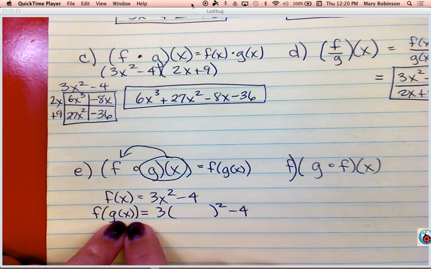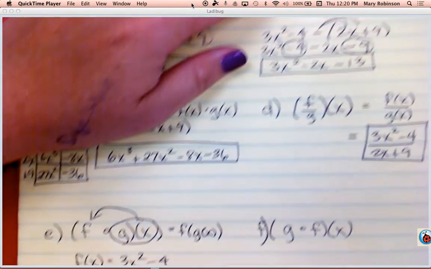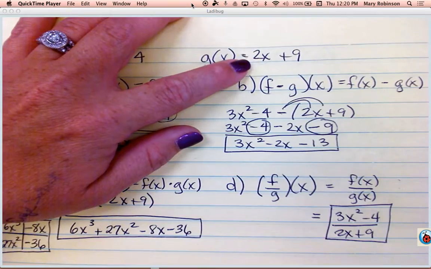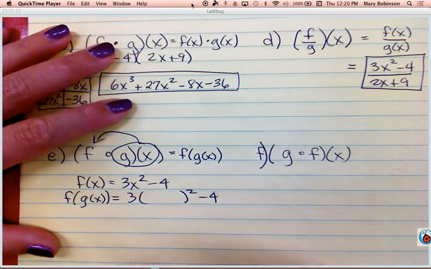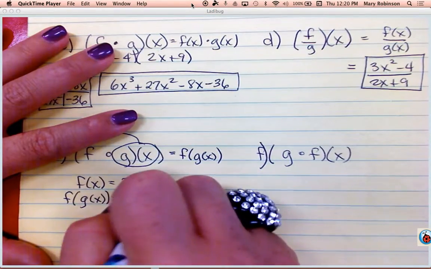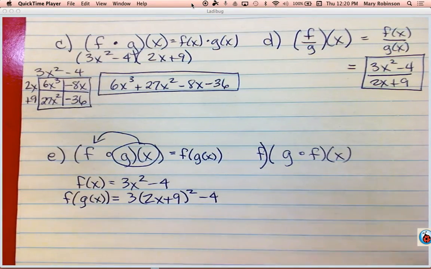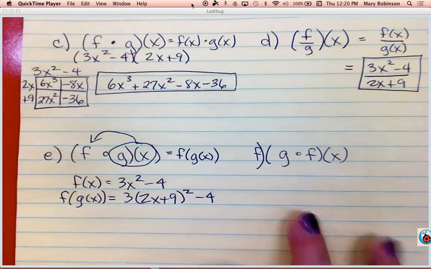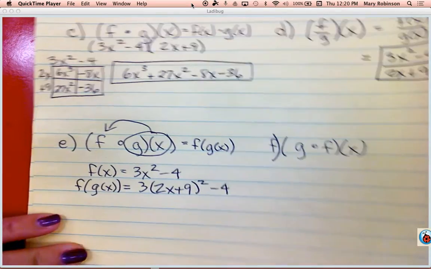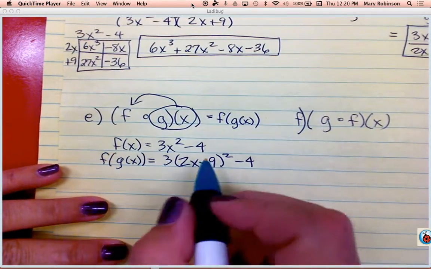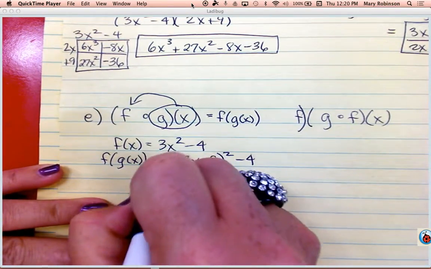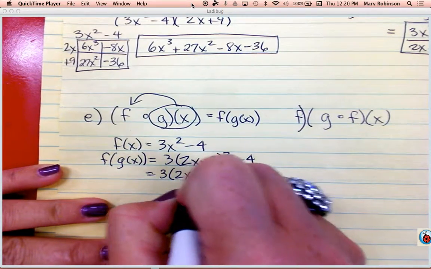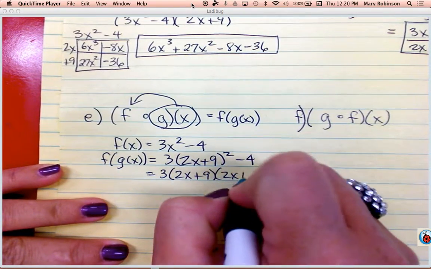But what is g of x? Back at the top of our page, g of x is defined as 2x plus 9. So here I'm going to put in 2x plus 9. So when you go to simplify this, you have to recognize that an exponent means repeated multiplication. So this really means you have 2x plus 9 times 2x plus 9.